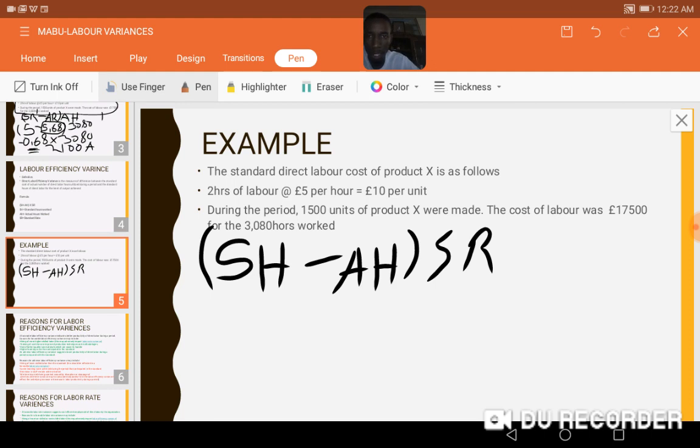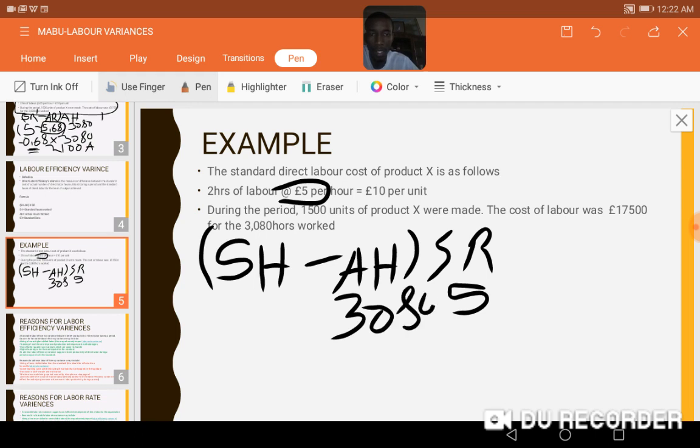Standard rate, we have it here: £5 per hour. Actual hours: 3080. Standard hours are the expected hours. We made 1500 units, and they are saying it takes 2 hours to make 1 unit. Therefore, having made 1500 units, we expected each one to take 2 hours.